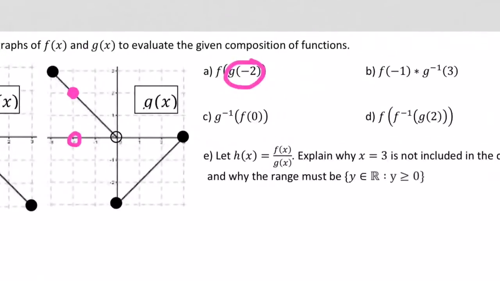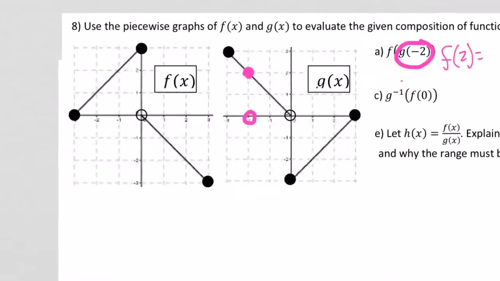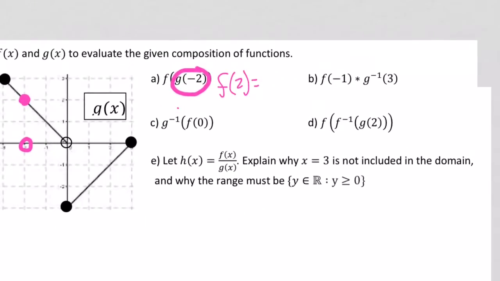So now this question becomes, what is f of 2? And that means the same thing. It means go to the graph of f, go to the x value of 2. Where's your graph? What's the y value? Well, there the y value is negative 2. So f of g of negative 2 is negative 2. Boop, boop, boop, boom.